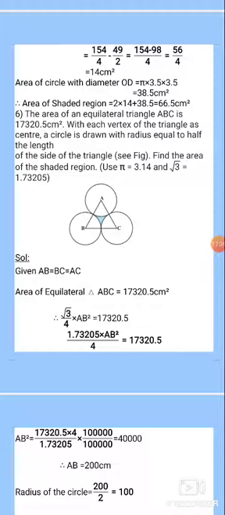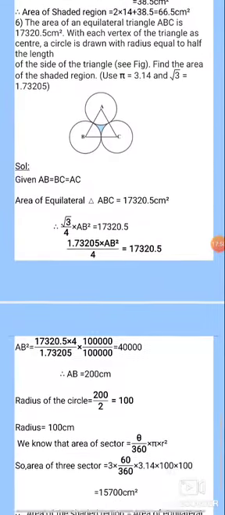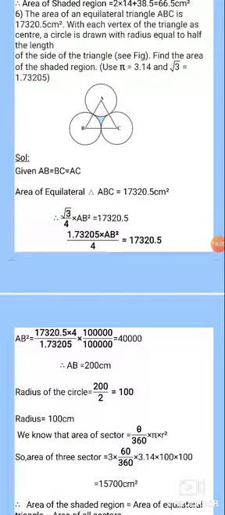AB is equal to what? Square root of 40,000, which is equal to 200 centimeter. Now the condition what? Radius of the circle is half the side of the equilateral triangle. So 200 by 2 is equal to what? 100. Now we know area of one sector, equation theta by 360 into pi r square. So if it is 3 sectors what? 3 into 60 is the angle. Okay. Equilateral triangle angle is 60.